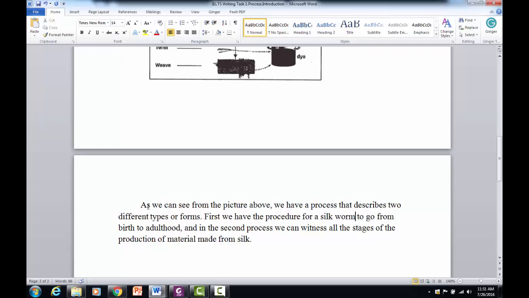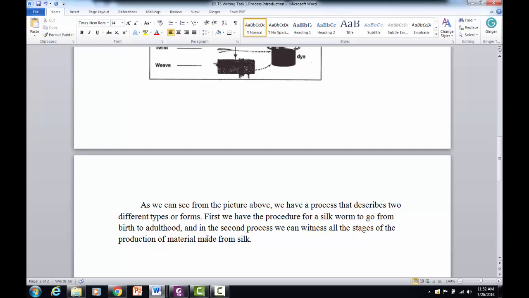We have our first sentence starting with the preposition as. Our second sentence is a compound sentence that describes both. So you can see here that we have a way of being able to do this introduction for a process. We're just using two sentences, and we're describing what we see.